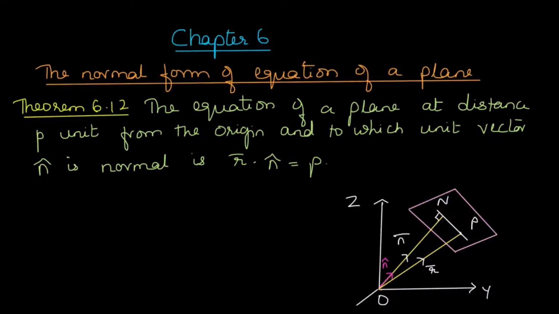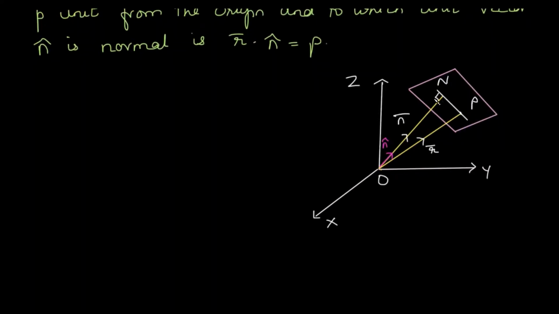Now in this case, consider a plane in space. Suppose this is a plane in space. Suppose P is any point in the plane and the position vector of P with respect to the origin is R bar. So we have OP bar is equal to R bar. Now suppose from O we draw a perpendicular to this plane and the foot of this perpendicular is at point N. Then we have ON perpendicular to NP.